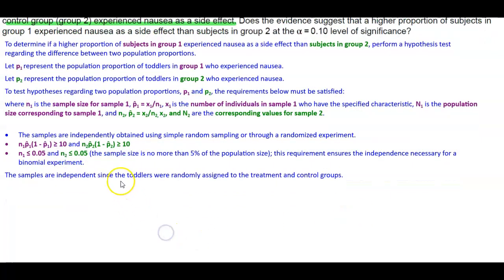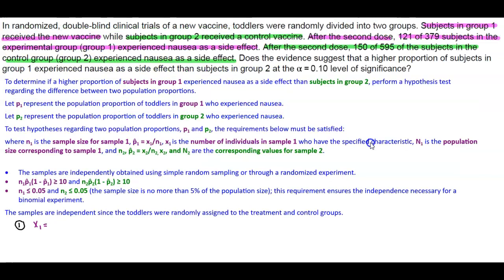And the samples are independent since the toddlers were randomly assigned to the treatment and control groups. Okay, so the first thing is that the samples are independent since the toddlers were randomly assigned to the treatment and control groups. Now we're going to identify the information needed for Group 1 and then the information needed for Group 2. So we know that X subscript 1, which is from Group 1, is 121.